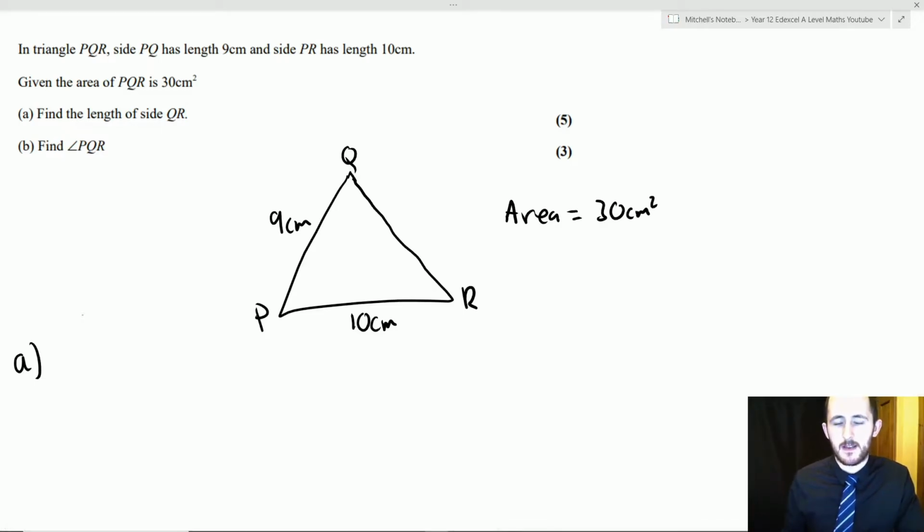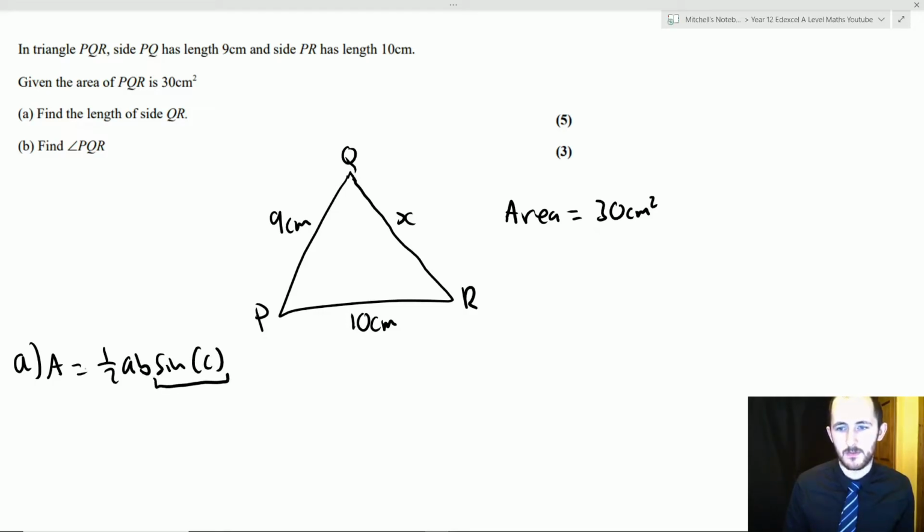Part A, find the length of side QR. The thing is, we can't actually go straight to working out the length of the side. So if you're ever unsure in an exam of what you need to do, just try and work some stuff out. Okay? If they give me the area, let's think about what the area is. Well, the area is half ab sine C. So if they give me the area, I can work out the angle, which would be this angle here. Okay? So the area is 30, and that equals a half, ab is 9 and 10, sine y.